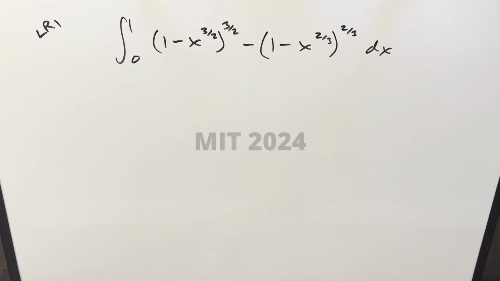Okay, we have here another integral from the MIT Integration Bee 2024 lightning round number 1. We've got the integral from 0 to 1 of (1 - x^(3/2))^(3/2) - (1 - x^(2/3))^(2/3) dx.